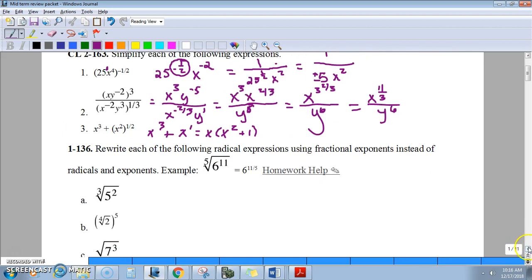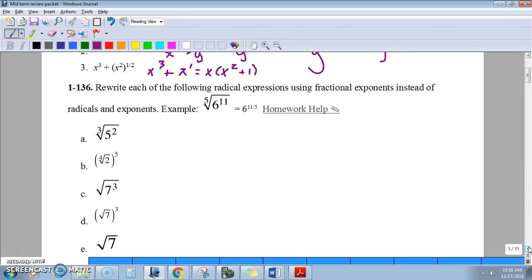Okay, wait. Rewrite each of the following radical expressions using fractional exponents instead of radicals. Okay, so the root is going to be on the denominator, and this is going to be on the numerator. So this is just equal to 5 to the 2/3 power. Okay, and then this one, it's just going to be the same, because if you want me to expand it out, you're going to have 2 to the 1/4 power, that's what the 4th root of 2 is, to the 5th power, and now we have a power to a power, and we can multiply, so it's just going to be 2 to the 5/4 power.